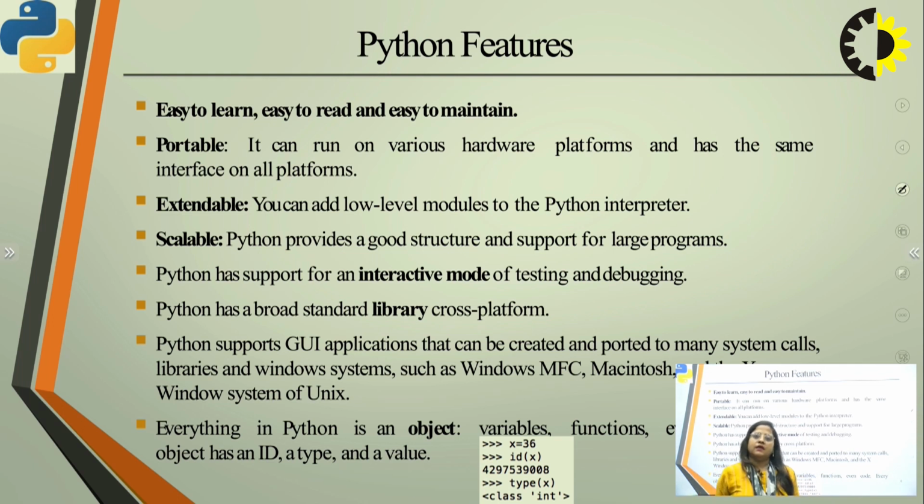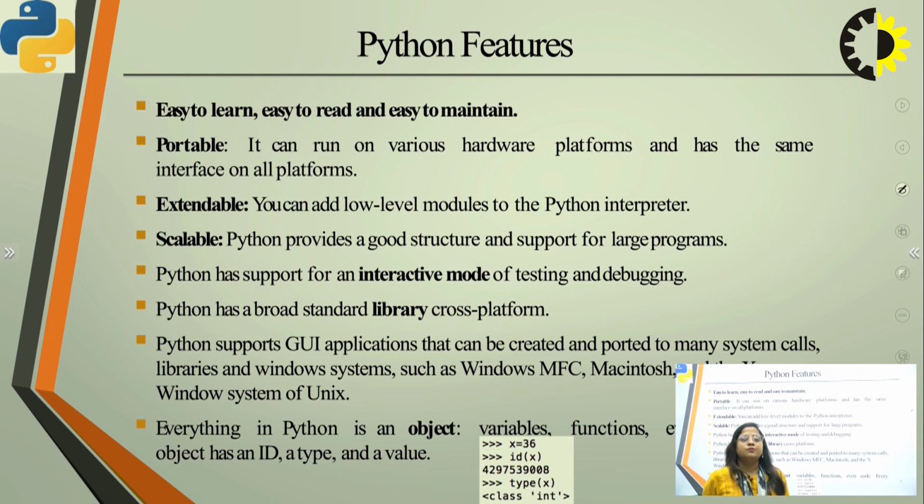In C and Java, you use header files, like stdio.h and conio.h. You use the header file for input and output. But in Python, there is no requirement like this. So it is very easy to learn, easy to read, and easy to maintain.